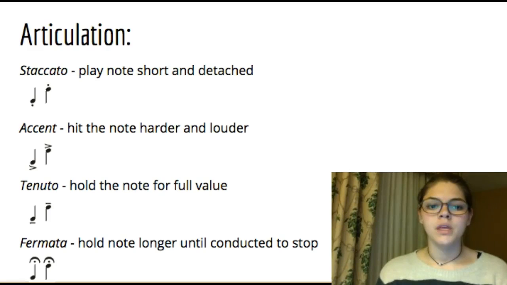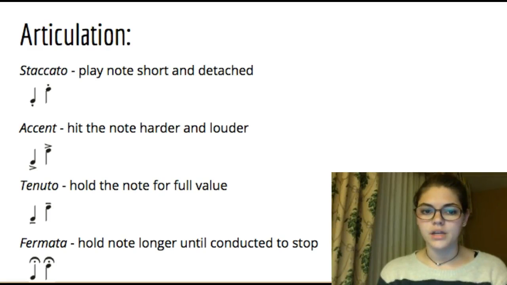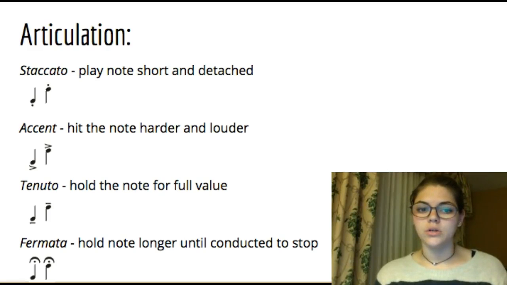of music. The next articulation that we'll be learning is accent, which means to hit the note harder and louder than the notes previous or coming up. So underneath you can see that the note is accompanied by a little greater than sign or a little arrow. That means to hit the note really hard and make the note stand out from all the rest.